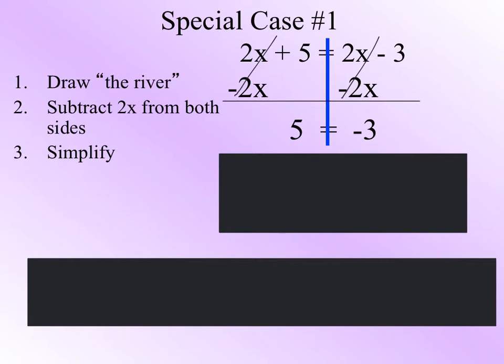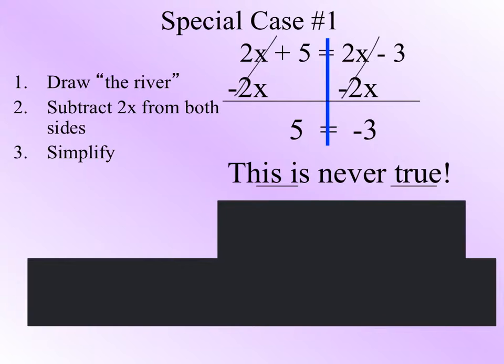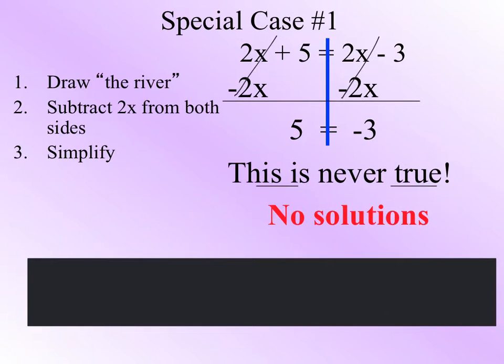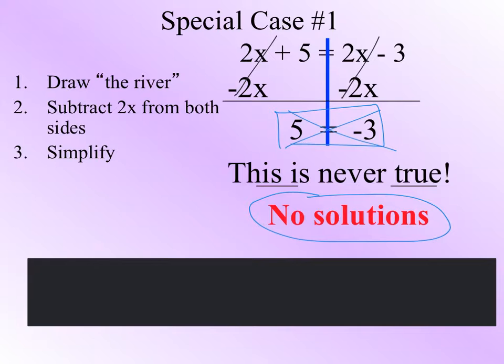So anytime this kind of thing happens, when the variables cancel, it will be one of your special cases, and it depends on the two numbers left over. So because you have 5 equals -3, and if you think about 5 equaling -3, it is never ever true, so we would actually answer this one as no solutions. So anytime variables cancel and you're left with two numbers that do not equal each other, we would say no solutions.